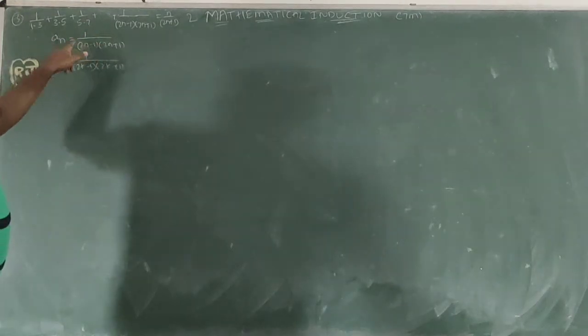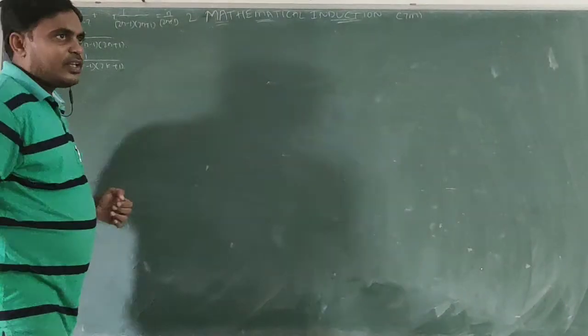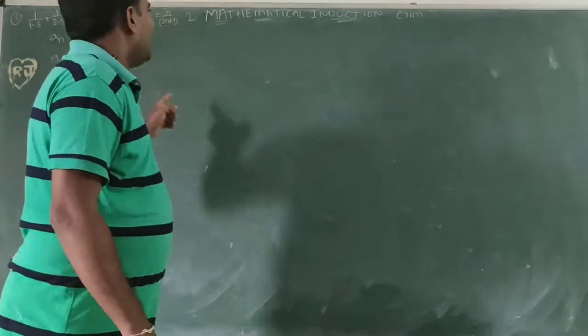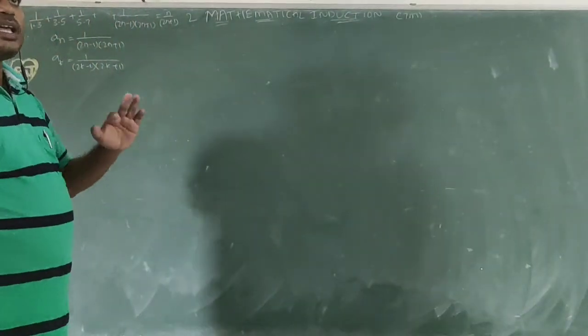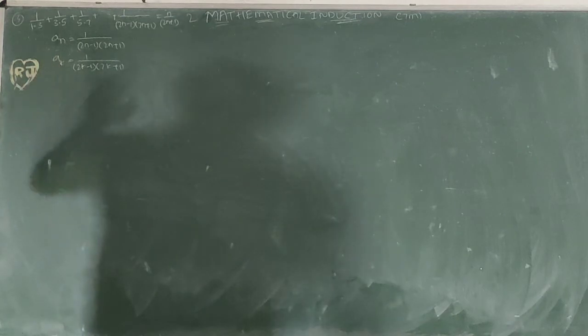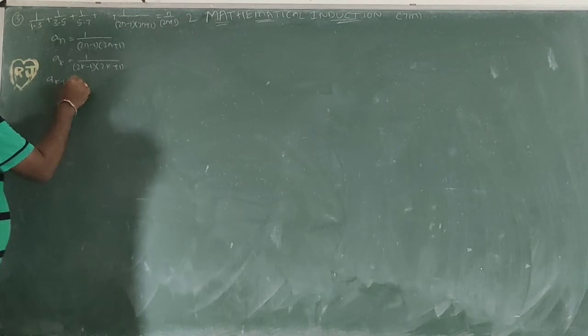If we take n equal to 2: 2 into 2, 4 minus 1, 3; 2 into 2, 4 plus 1, 5. So if we substitute n equal to 2, we will get the second term. Whatever value of n we substitute, we will get that term. So I need the kth term and the k plus 1 term. For the kth term, instead of n, I substitute k. For the k plus 1 term, instead of n, we substitute k plus 1.